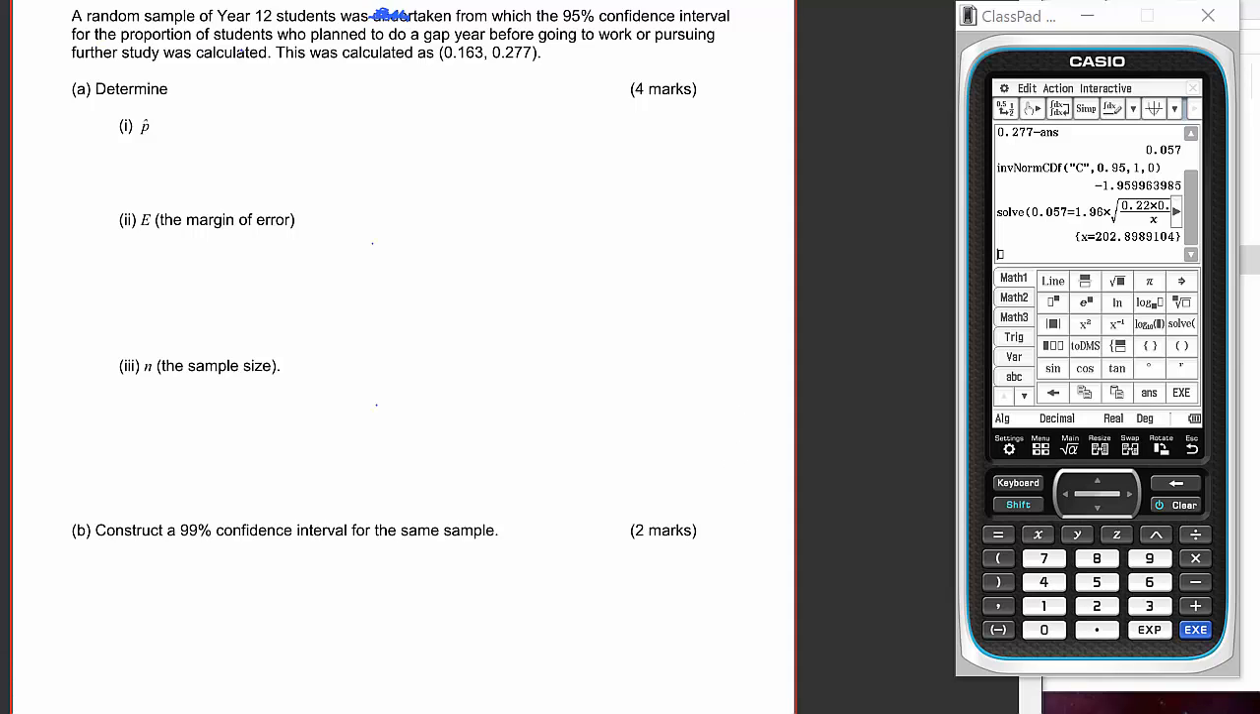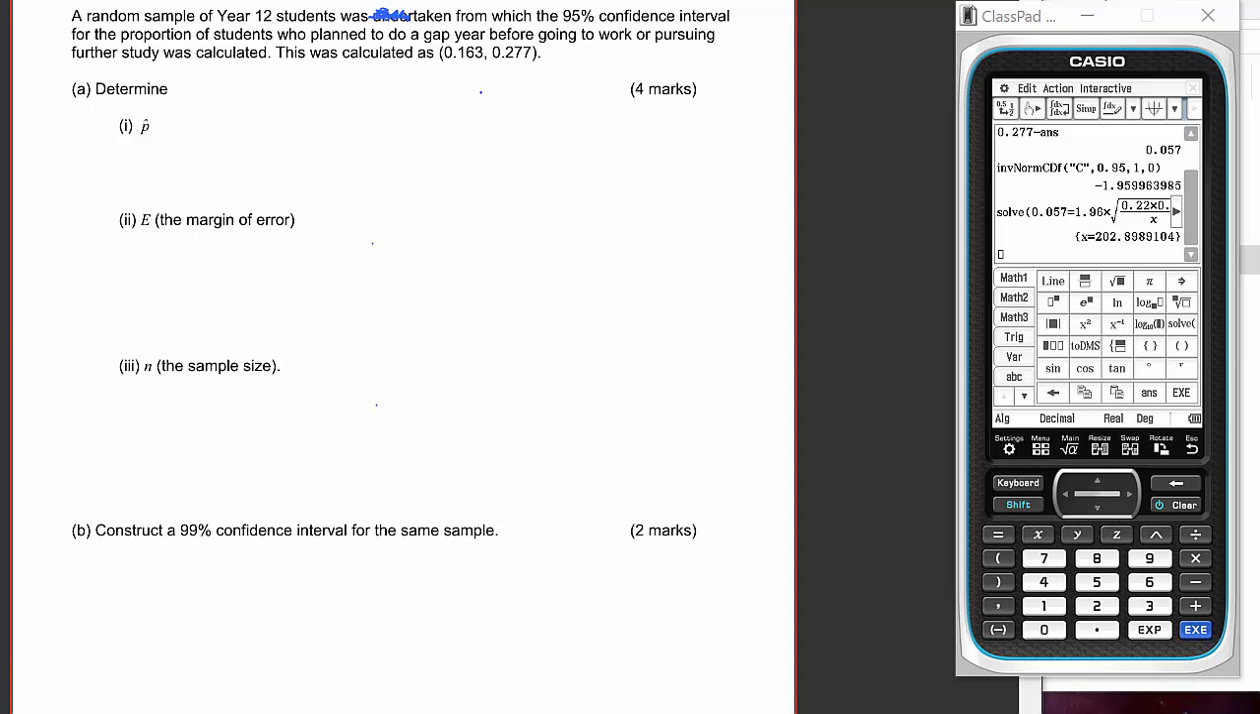A random sample of Year 12 students was taken from which the 95% confidence interval for the proportion of students who planned to do a gap year before going to work or pursuing further study was calculated. This was calculated as 0.163, 0.277. We want to determine p hat, the margin of error, and the sample size.